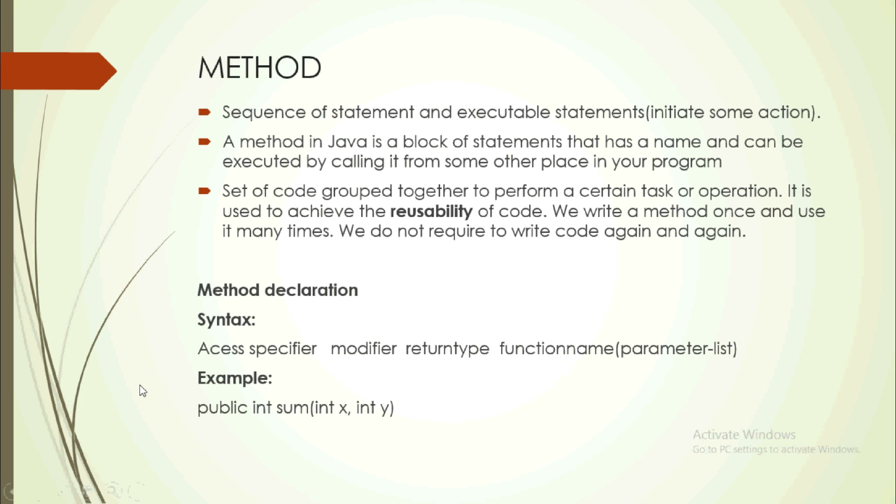The return data type is again the type of data the method will be returning. Then the function name. For example, if I have to calculate the sum of two numbers, I can name the function sum, which starts with a small letter. The parameter list is the number of parameters you require. For addition I am taking only two numbers, so I write x and y. Here public is the specifier, and the modifier is optional, you don't need to write it. int is the data type.